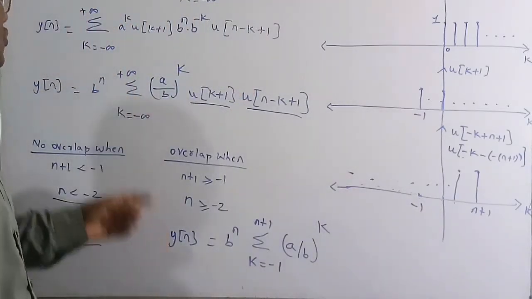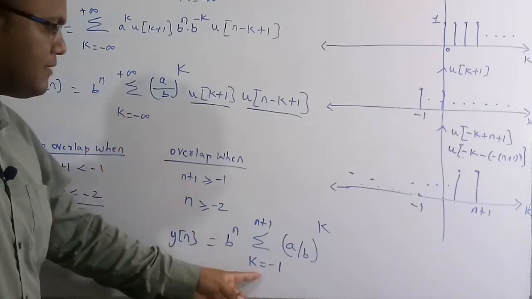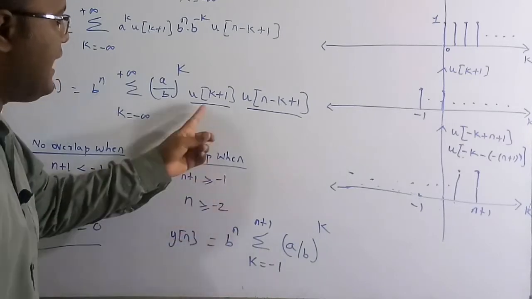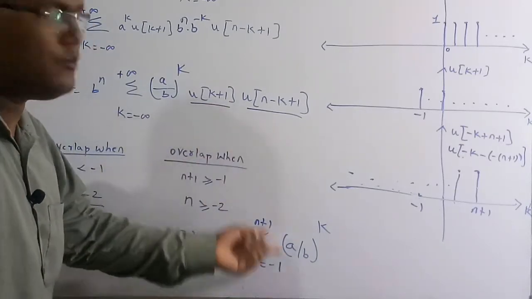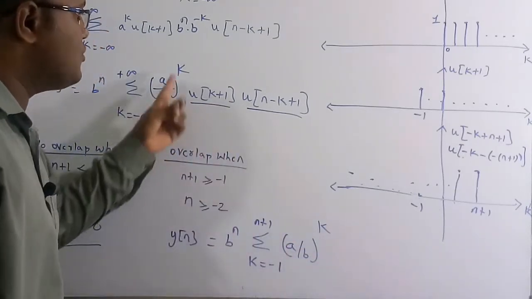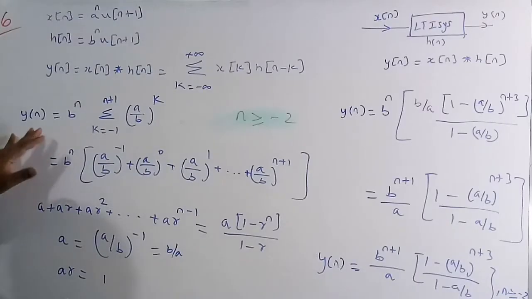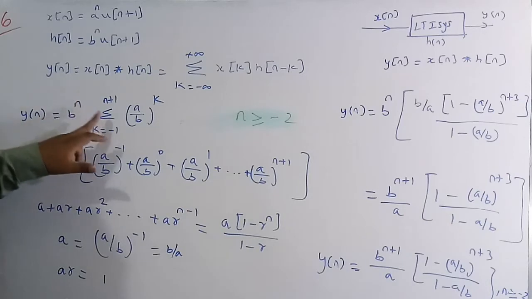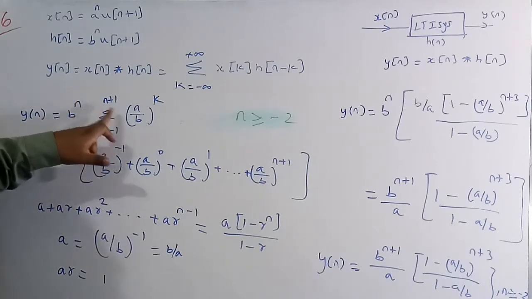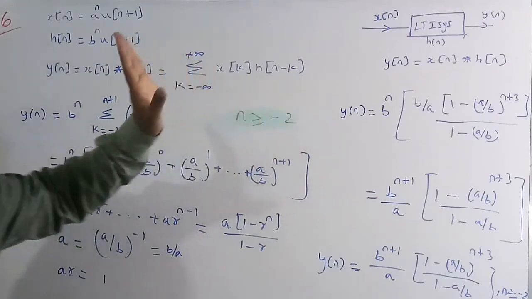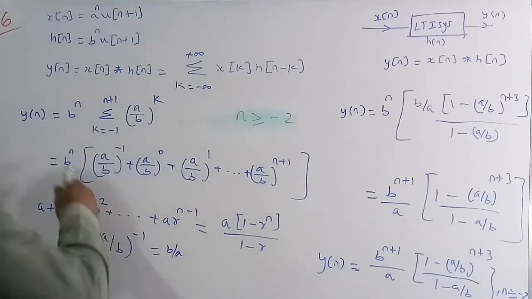It is going to converge to sigma k is equal to minus 1 to n plus 1. So this is b to the power of n, and this is nothing but 1 into 1 is again 1. So therefore a by b all to the power of k. So now I am going to do the simplification of this one. We are going to simplify this expression. b to the power of n, sigma k is equal to minus 1 to n plus 1, a by b all to the power of k, for n greater than or equal to minus 2. This is the expression. So this is nothing but b to the power of n.